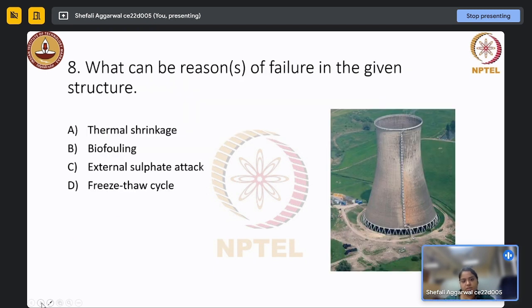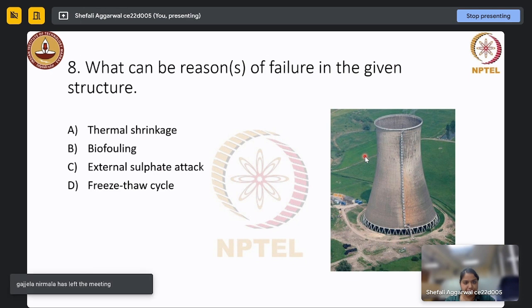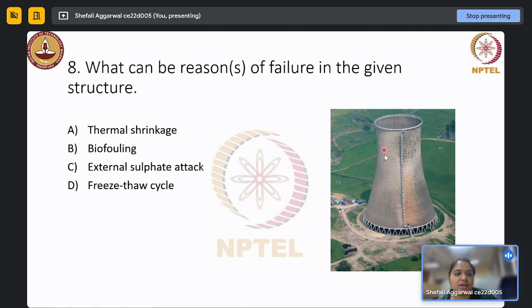Okay, so we have an industrial chimney kind of structure. What do you think can be the reason for failure in this structure? Thermal shrinkage. Any other reason? When it is exposed to sunlight, it will expand, and on the other side it will not. So there is a volume change. Thermal stress may occur and may cause cracks. Okay. So thermal shrinkage will cause cracking in this concrete.